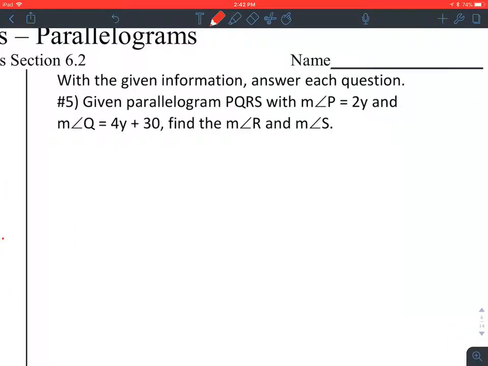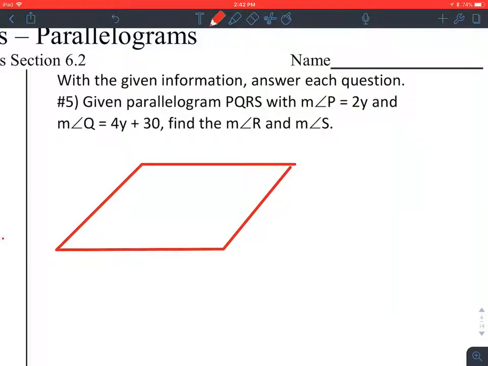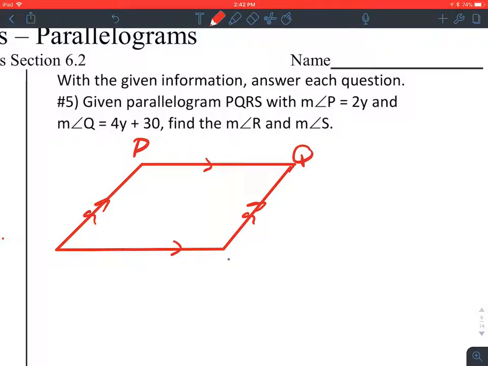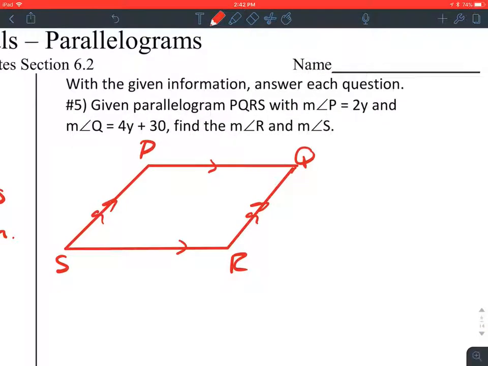Two more. With the given information, answer each question. Number 5 says, given parallelogram PQRS. I need to draw that before I continue. The order matters. It says P, Q, R, S. So when I draw this, I want to make sure the opposite sides are parallel. Doesn't matter where you start with P, then you have to go around this either clockwise or counterclockwise with the letters. P, Q, R, S.